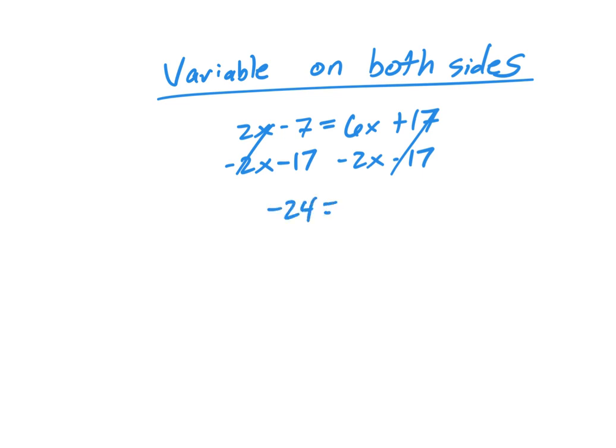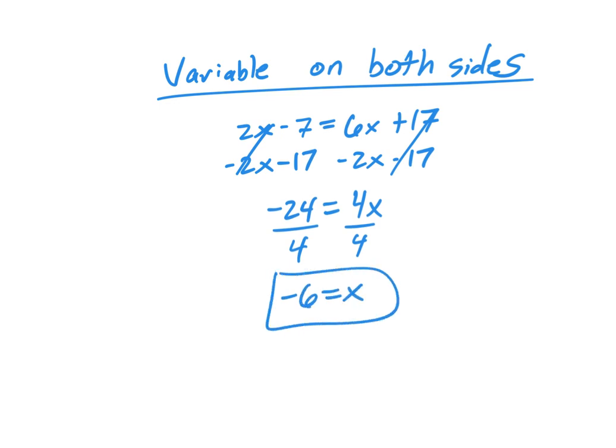That would become negative 24. And then 6x minus 2x would be 4x. And then we divide by 4. And it's okay for your x to end up on the right-hand side when we're solving an equation. You could either write -6 equals x or x equals -6.